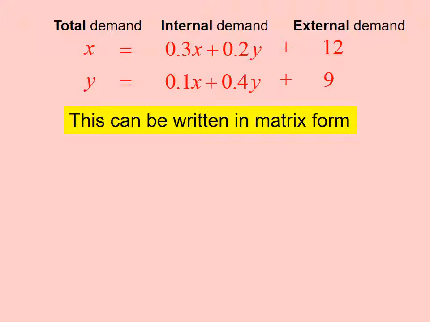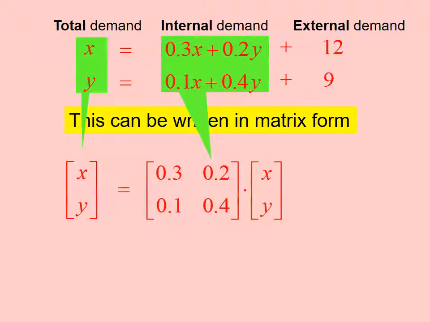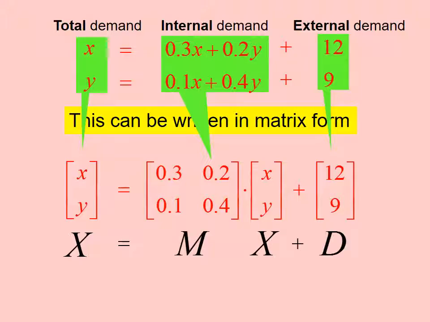Very much like we did in the last section, we can write our matrix from this just by leaving things in their relative positions and recognizing the matrix multiplication results. So the X and Y just stays X and Y. You might recognize that in the middle, the 0.3x plus 0.2y and the 0.1x plus 0.4y can be written in matrix form, like in the last section. And the 12 and the 9 we'll write as just 12 and 9, but in matrix form. If we relabel these capital X, capital M, and capital D, then we have a matrix equation.